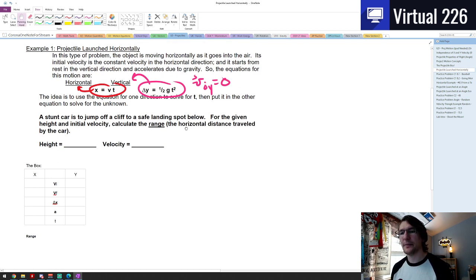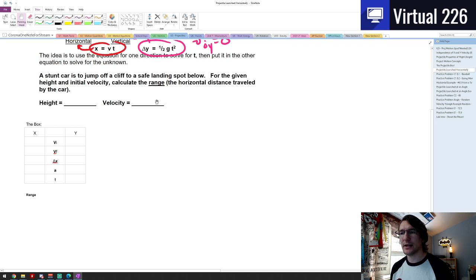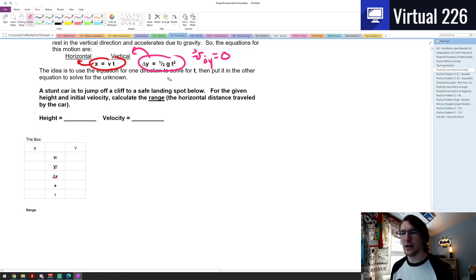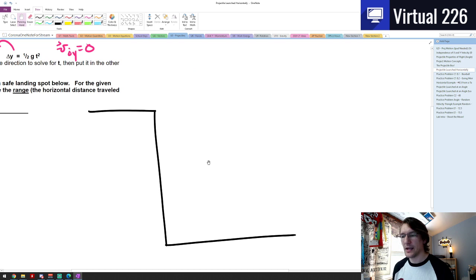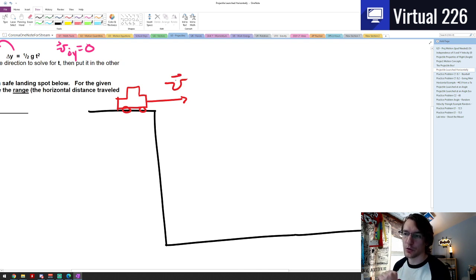Okay, but for our demo here, what we're going to try to do is take a car, and this car is on a cliff, okay? And what we're going to do is take this car and drive it off a cliff. So here's the car. It's red because it's fast. Woo! And it's going to go off this cliff with some horizontal velocity.